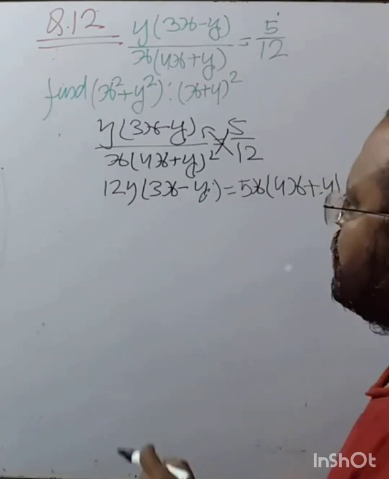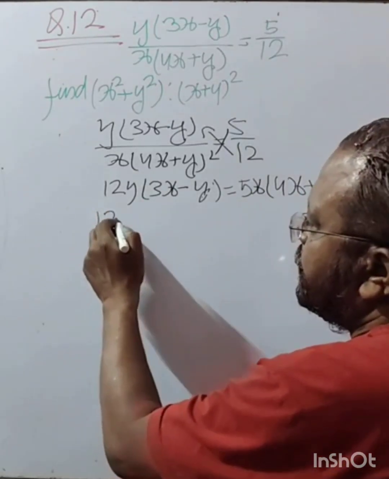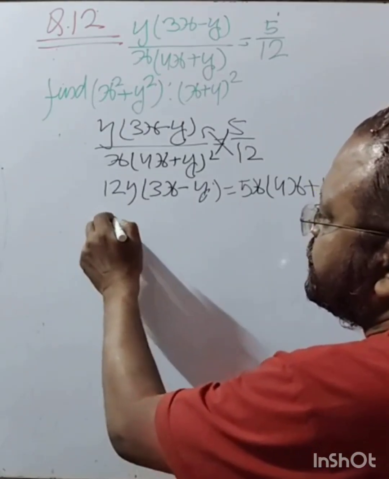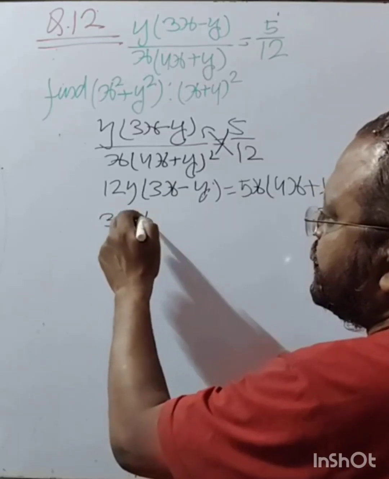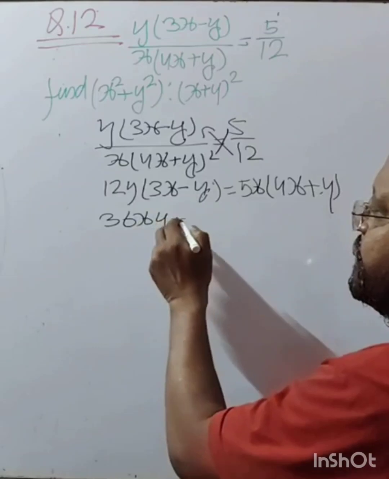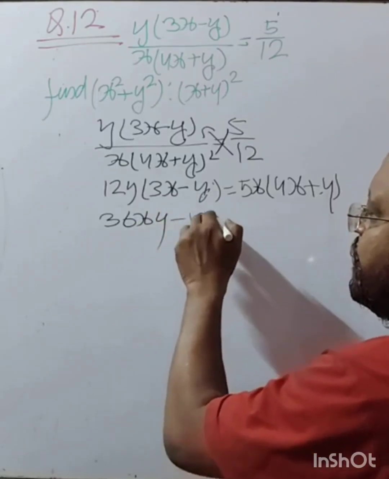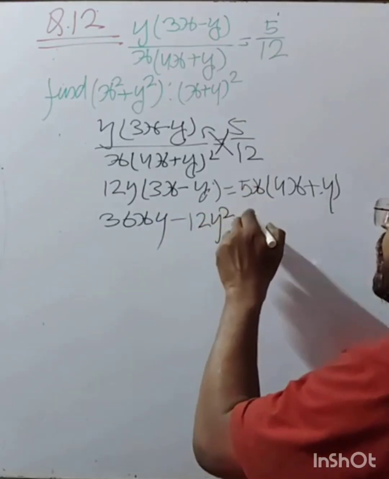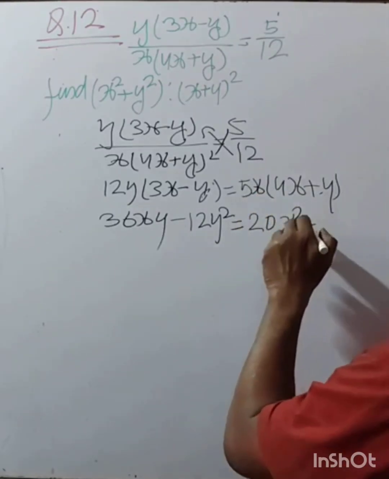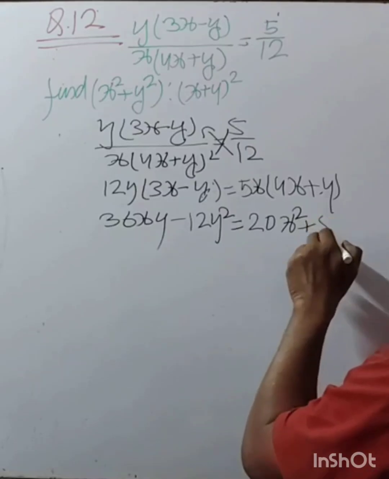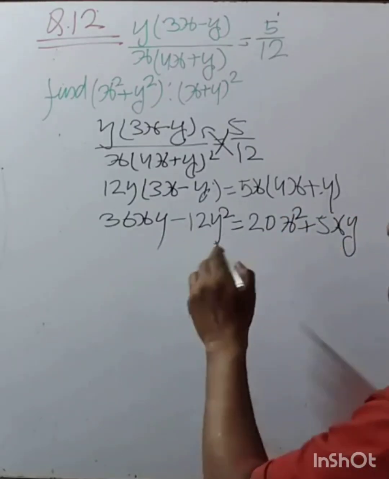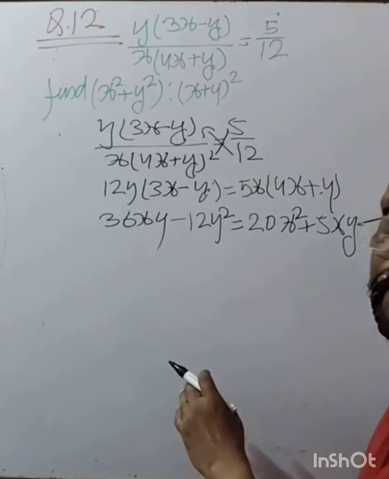Right. Now what you do, 12y becomes 3y is 36xy. You get 36xy, right? Minus 12y square is equal to 20x square plus 5xy. You get this? We done earlier also.